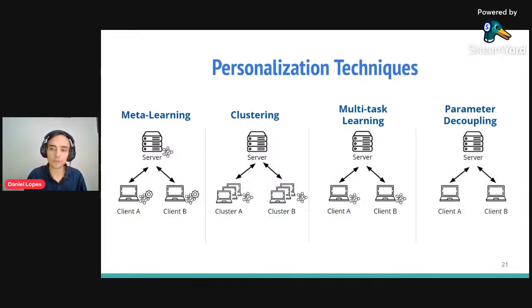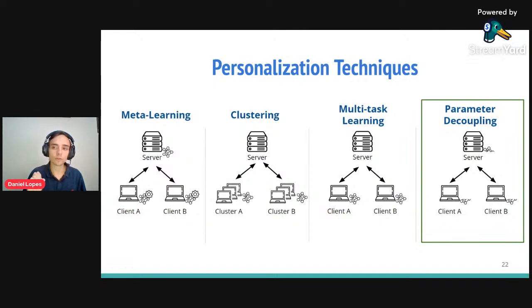Lastly, we have the parameter decoupling technique, and in this technique, the model is divided in two parts. So we have a global part, which is maintained by the server and is trained collaboratively between all the clients. And we have a local part, which is maintained solely by each client, and it is specialized to each client's use case. So in our case, we focus precisely on this last technique, the parameter decoupling technique, and now we'll look into it in a bit more detail.